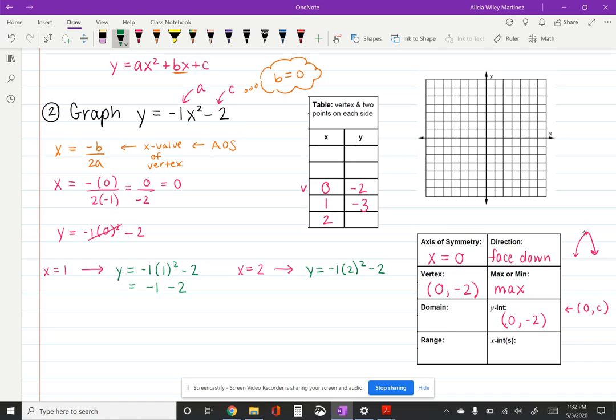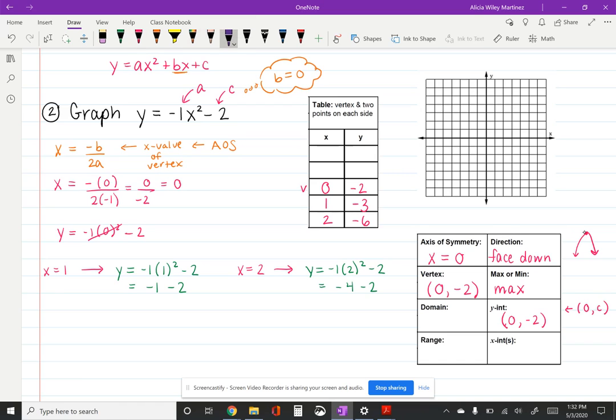Again, 2 squared should go first, so the 2 squared is 4. 4 times -1 gives me -4. -4 minus 2 is -6. Okay? And because of symmetry, the other x values directly on the other side of 0.